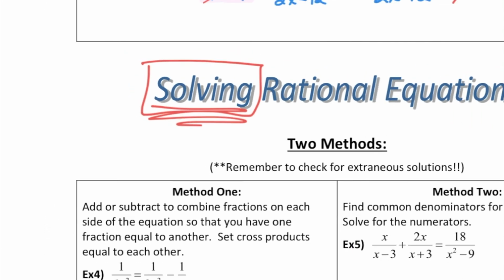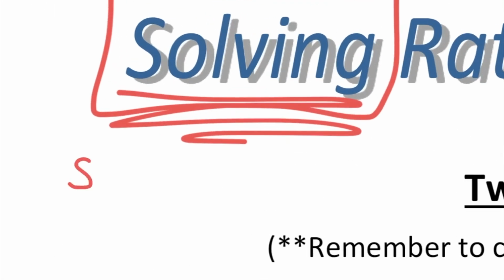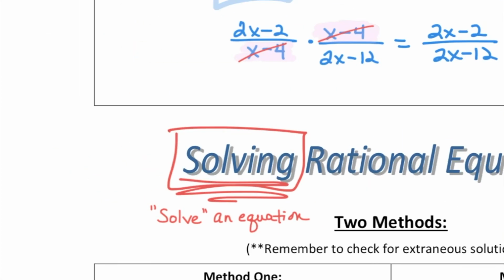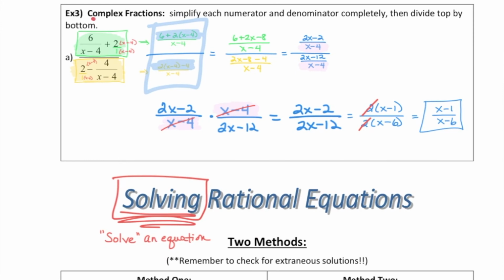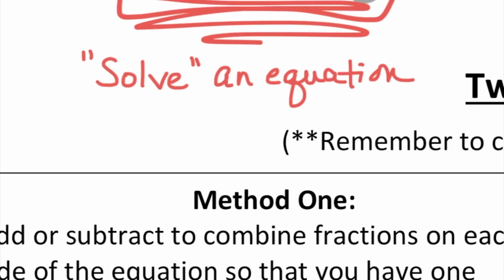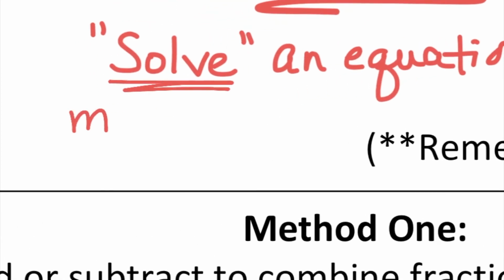When you're given an equation and you're asked to solve, first of all, it's always going to be an equation. So if you zoom back out up here, I gave you this complex fraction. I didn't ask you to solve it, I asked you to simplify it, because there was no equal sign there. And the word solve always has to do with an equation, and it always means figure out what x equals. Solve always means x equals and then what number. And it's always going to be a number.